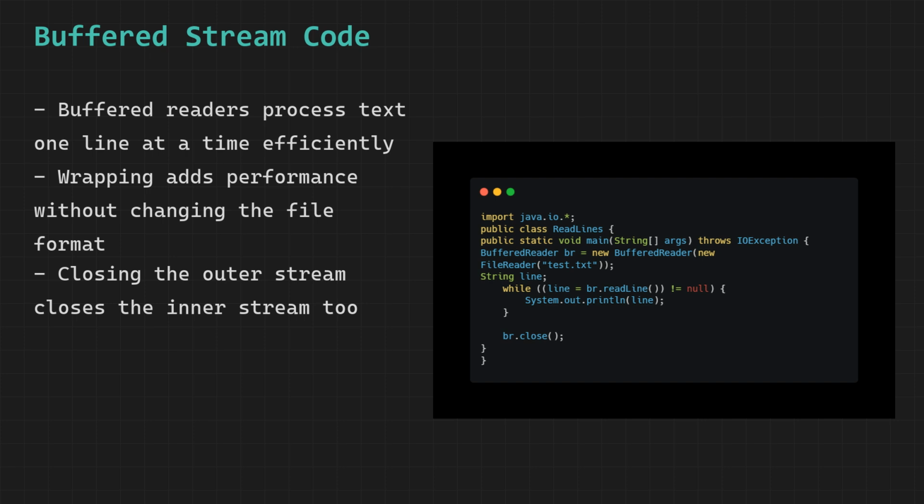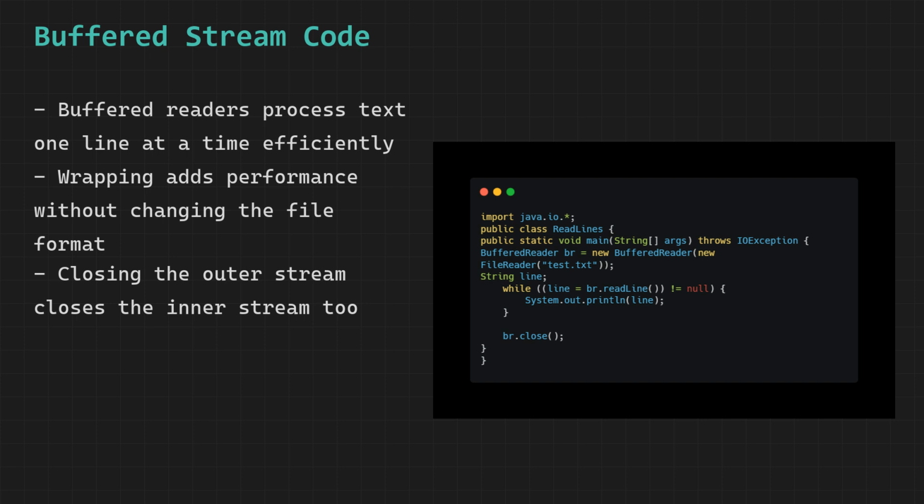The buffered reader sits on top of the file reader and adds a memory buffer between the file and your program. Instead of going to the hard drive for every single character, Java fills the buffer with a large chunk of data at once and your program reads from that buffer. This dramatically reduces the number of hard drive accesses and makes the reading process much faster.